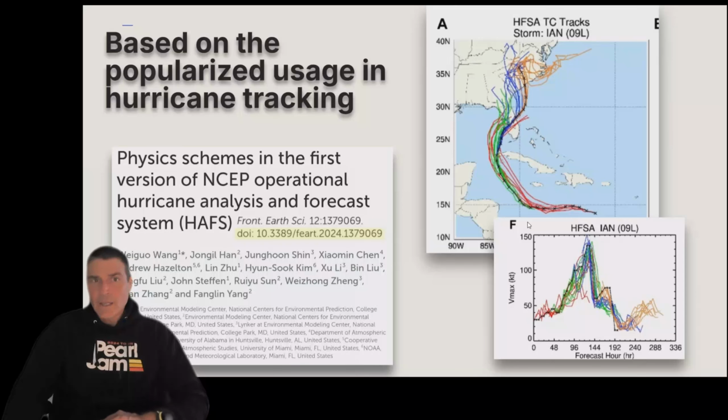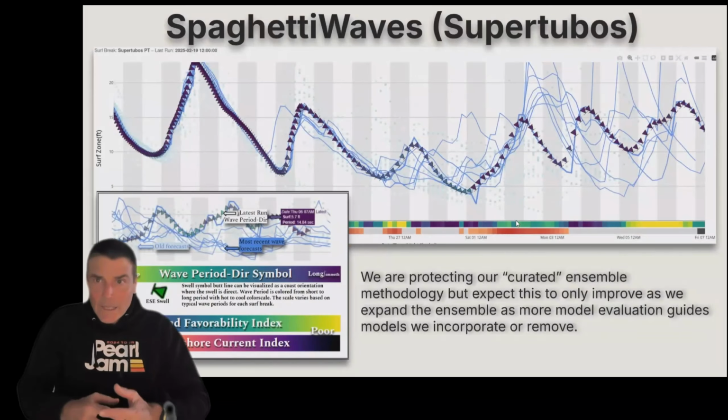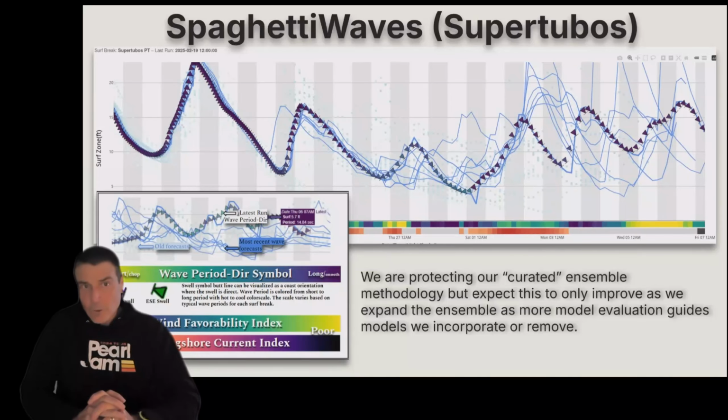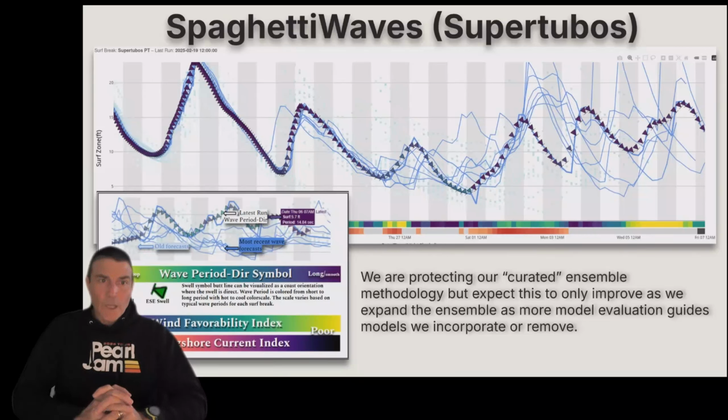We are taking this idea from hurricane track forecasting and implementing it in routine surf forecasting for the surf community here at Surf Metrics. This is one example. I have several. This is just cool because it's Super Tubos, and that's the WSL event that's coming up in a few weeks. What does this show?